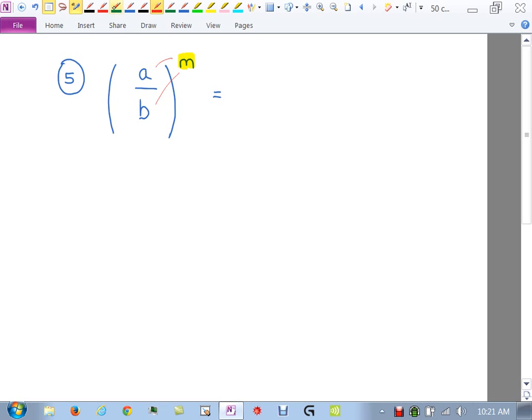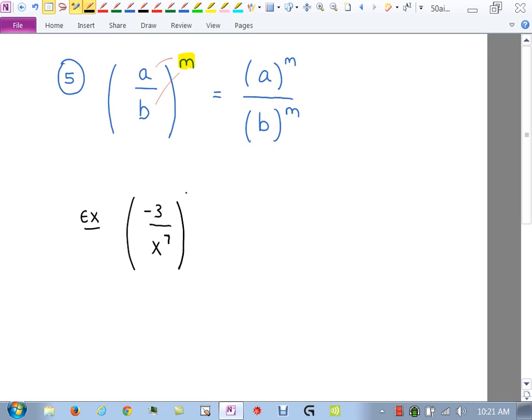So this will become the top, which is an A, to the M, over the bottom, which is B, and I'm going to put in parentheses, to the M. So the power goes to both the numerator and the denominator separately. Here's an example of this. What's (-3 over x to the 7th) to the 3rd?